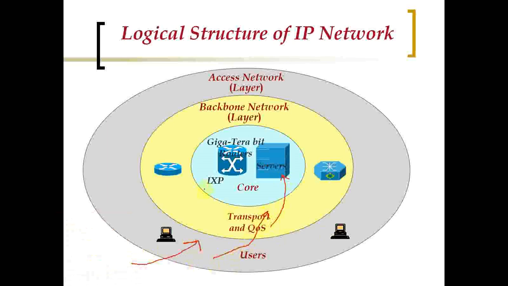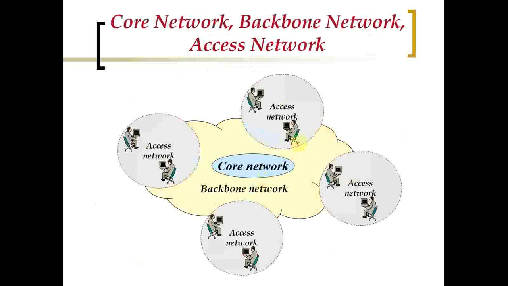So the layer is not only aggregating the traffic, there's also an interface between the upper layer and the lower layer. Okay, so this is exactly how it's organized. The access network with its users is on the edges, the backbone is an interface between the access and the core, and the core is the main point of the IXP and the services.